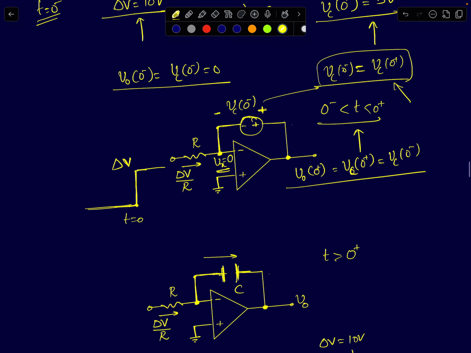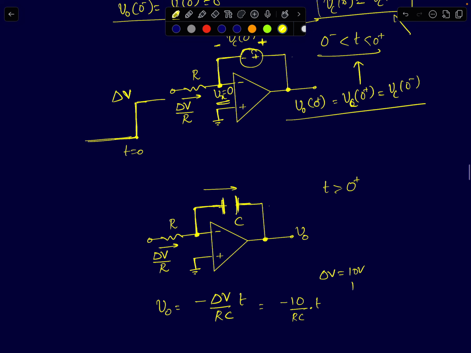From that moment onwards, at t equal to 0 plus, I can just treat this capacitor as acting like a normal one. The voltage can change slowly, incrementally, because the inverting node voltage is at 0, and there is a step voltage of delta V applied to the circuit. So a finite current will flow through the resistor, which in turn will flow through the cap, and therefore the cap voltage has to change.